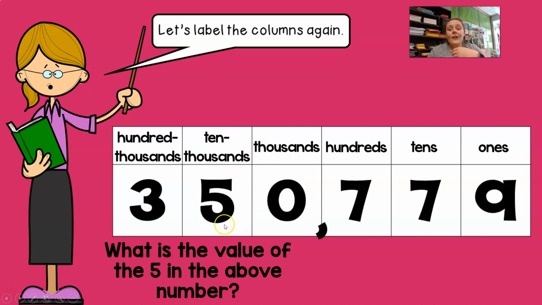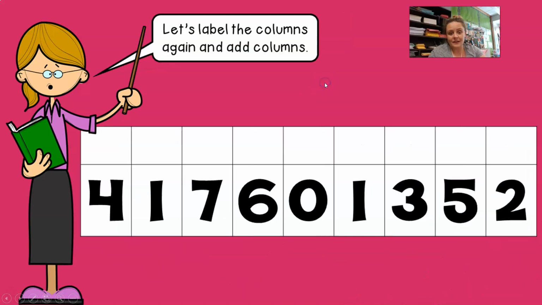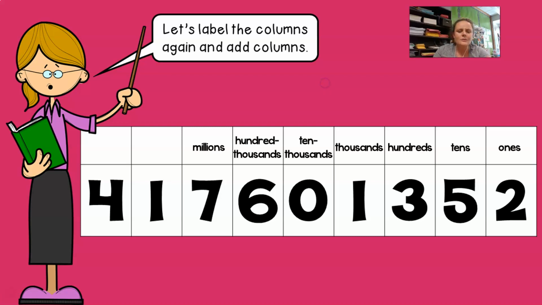Yeah, it's 5 10,000s or 50,000. Very nice. Oh, here we go. We're not messing around now. We've got the ones, the tens, the hundreds, the thousands, 10,000s, 100,000s, millions, 10 millions, 100 millions.